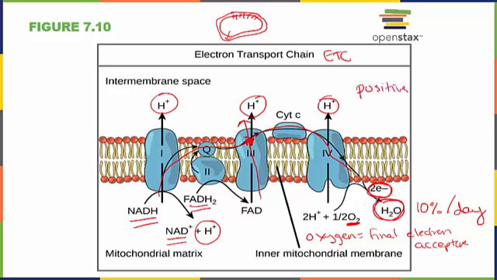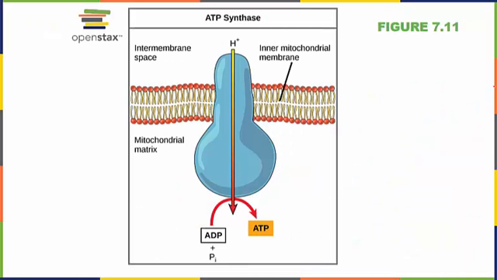So now we have this huge hydrogen gradient, which is going to have both an incredible positive charge on one side of the membrane and a concentration gradient on one side of the membrane. When we put those two things together, as we've learned in chapter 5, that means that our electrochemical gradient is huge. What do we do? Well, we run it through something called an ATP synthase.